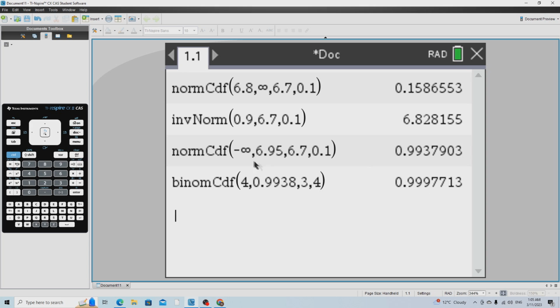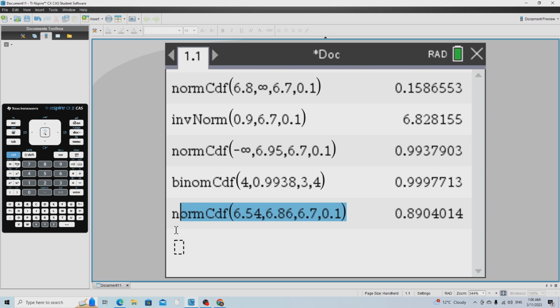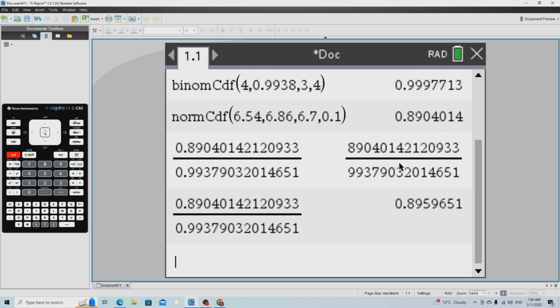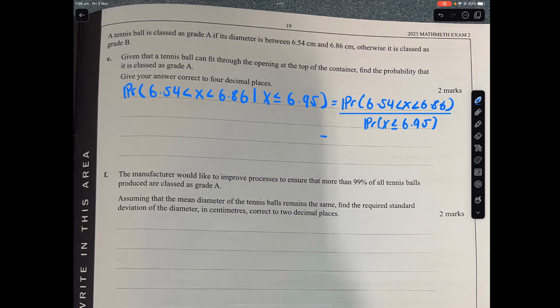So, using our calculator with normal CDF, we go from 6.54 to 6.86. Is that right? So 6.54, 6.86, mean 6.7, this and that. Good. That gives you this. And we've already calculated the probability that it's less than 6.95 is that. So we can say this divided by this. Is that right? Yes. Control enter and we get this value. So that's your answer. To 4 decimal places, that's 0.8960.